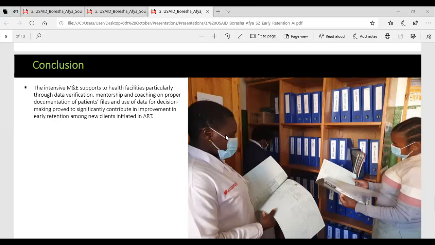sure that the facility has the correct data and is also using the proper data documentation at the facility. This made them first believe in their data, and it really contributed to the improvement in early retention. Thank you.